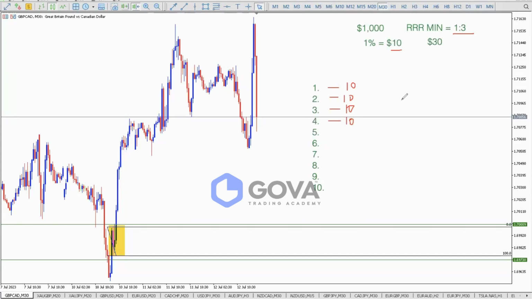But what if you happen to understand order flow perfectly well? Then even if you are losing consecutive times like this, don't worry, don't shake. Just continue trading.